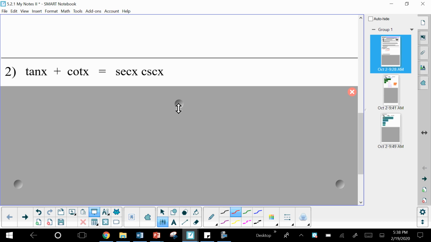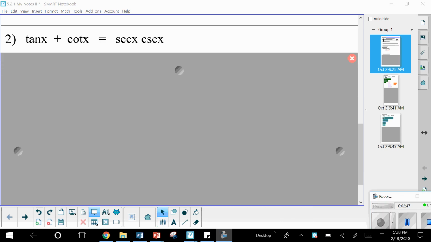Okay, here's our second one. For our second proving problem, we're just going to make the left side look like the right side. And again, either one of these sides would be pretty easy to work with, but technically the left side is a little bit harder because of the addition. It's got 2 terms instead of 1.